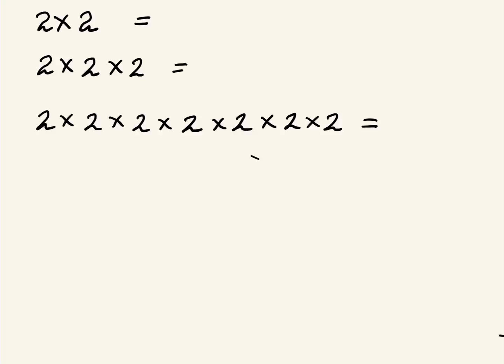So let's start with the basics of what you already know. Can you tell me what is 2 times 2? 2 multiplied by 2? Very good, it gives you a 4. What is 2 times 2 times 2? That means 2 into 2 into 2. What do you get? Very good, 8.